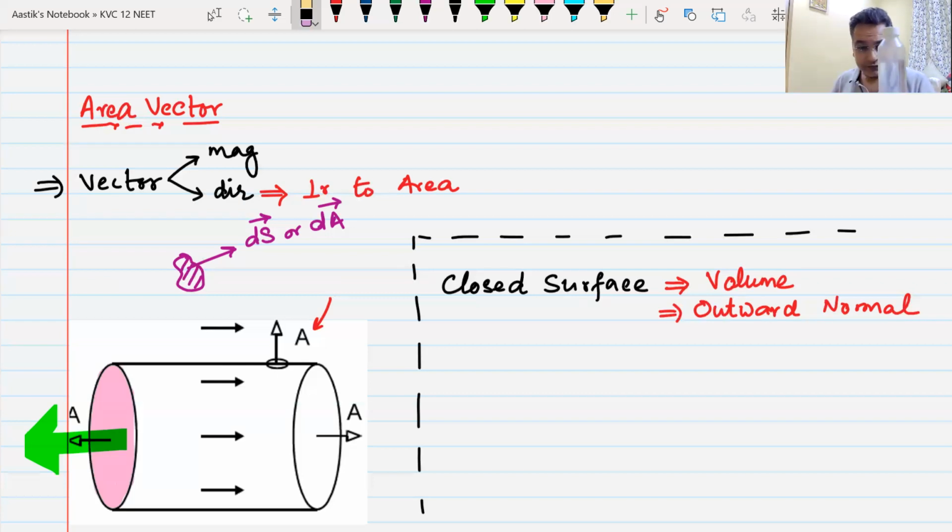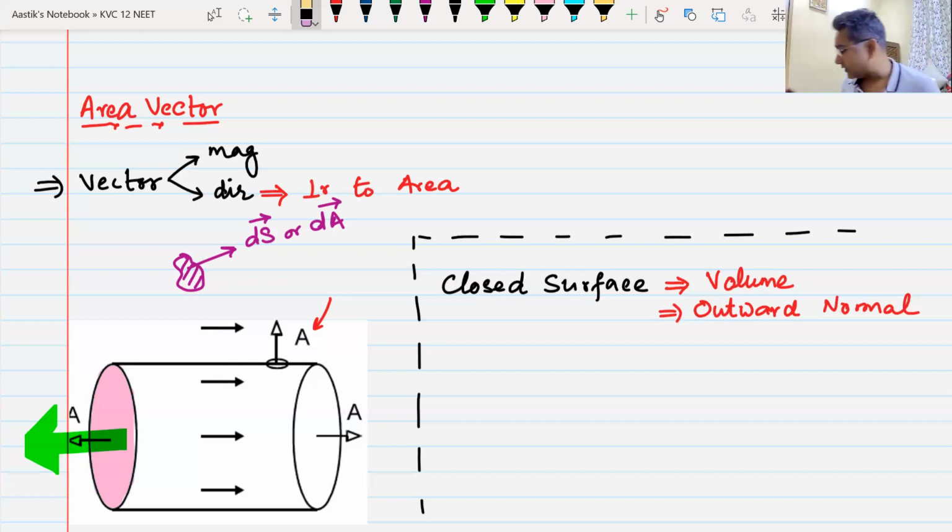Outward normal. So this is a closed surface. The area vector will go like this. For this surface, it goes here. For this surface, it goes here. For this surface, it goes here. For this surface, it goes here. For this surface, it goes here. For this surface, it comes here, here, here, here. Do we understand it? Yes, sir. That is the direction of area vector.